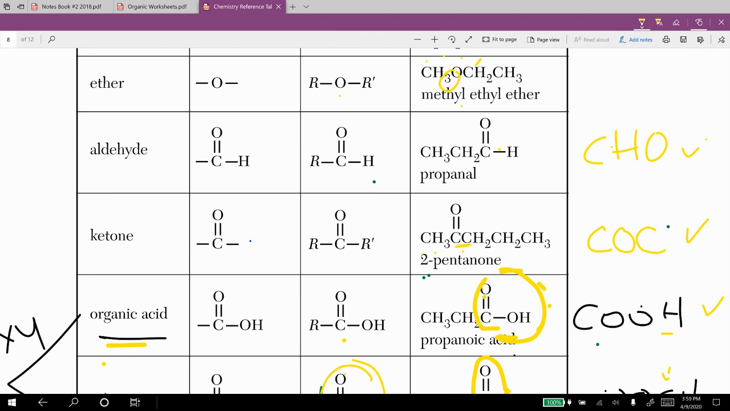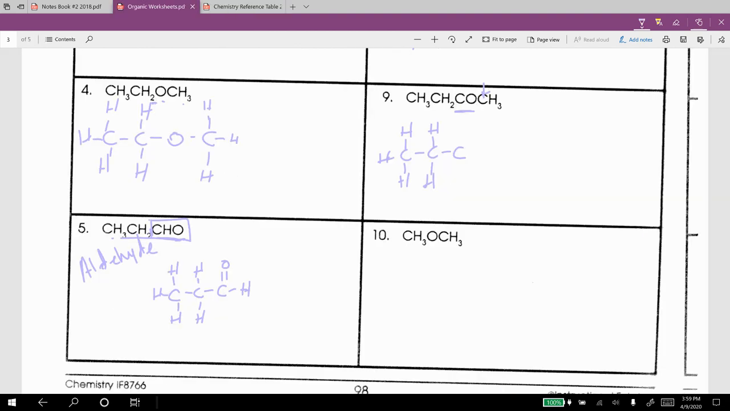So then I'm going to go back to my worksheet. I'm going to tell you that this is a ketone. And the oxygen gets that double bond. And then I get the CH3. Okay, so ketones and ethers are a little bit tricky to figure out.